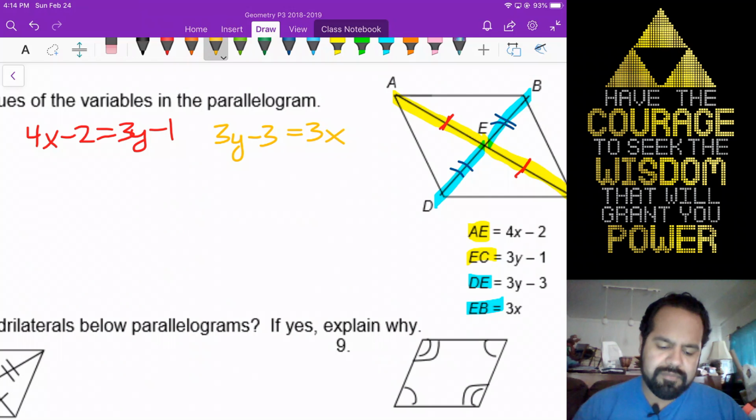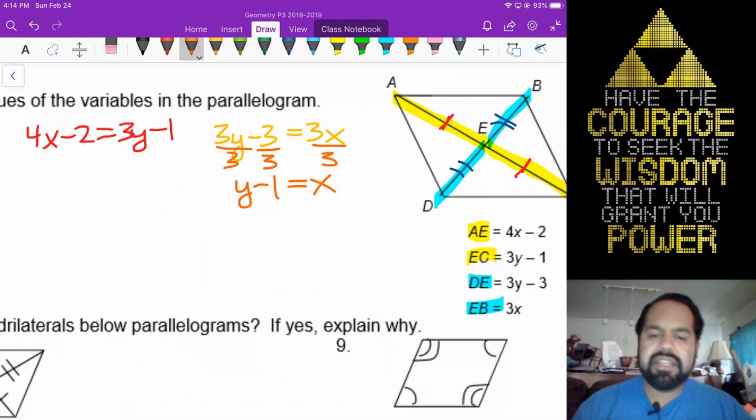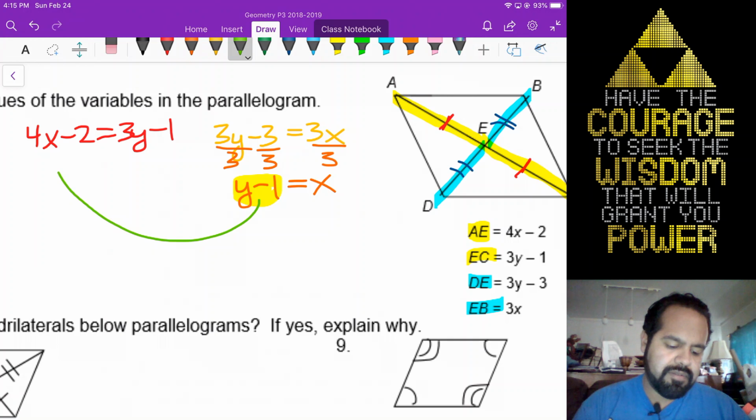Oh no. I got a bunch of mixed variables. That's okay, Mr. T, because all you got to do is solve for one of the variables. And I believe this equation is going to solve out nicely for us. So we're going to have y minus 1 is equal to x. Well, guess what? Now that we know what x is, we can substitute it right in here. Yeah. So let's do that.